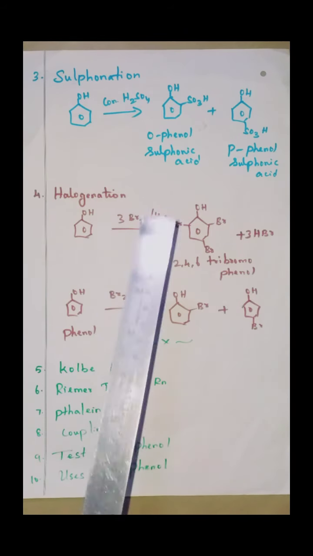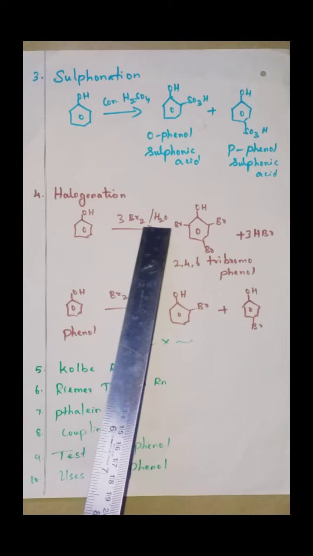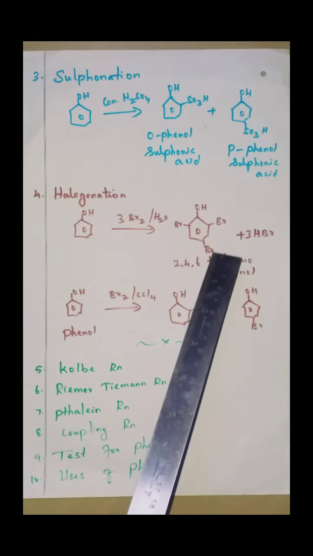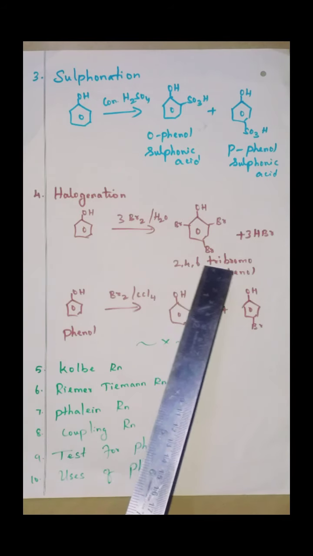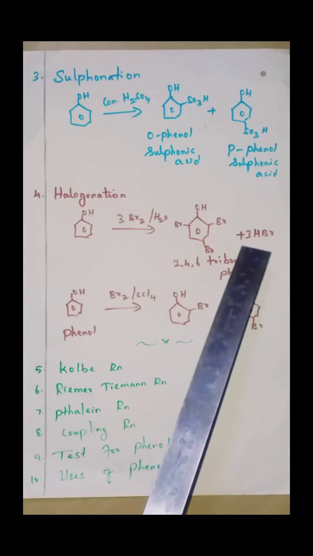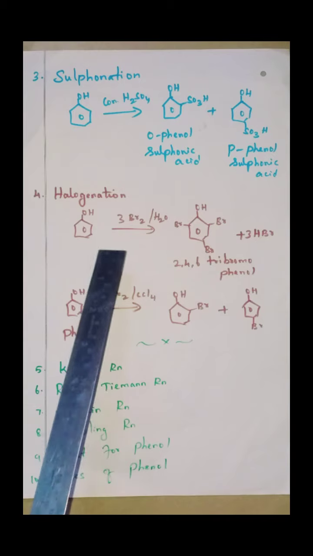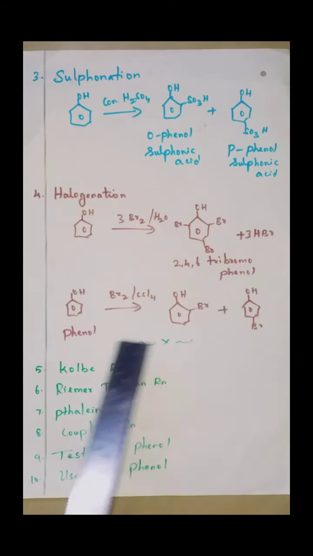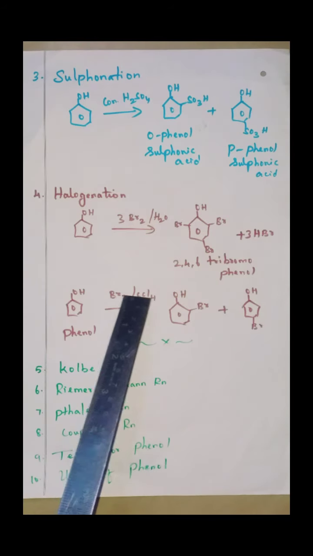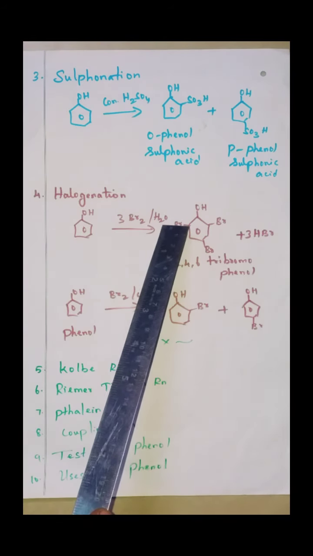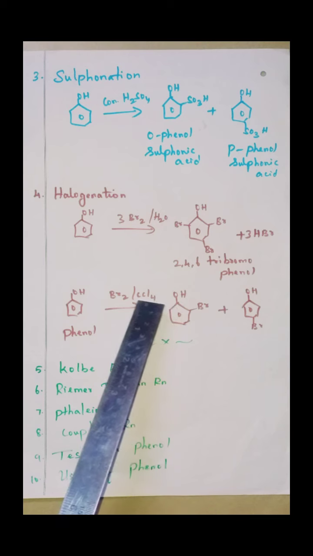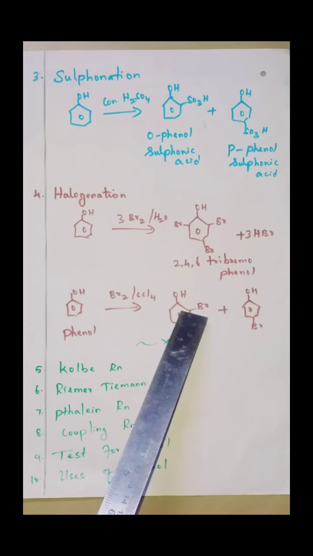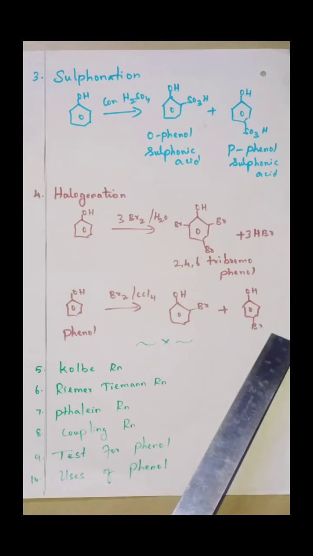and it is also a test for phenol. So phenol reacting with the bromine water, the bromine water color decolorises and changes into a white precipitate of 2,4,6 tribromophenol along with the HBr. Similarly, when phenol is reacting with the bromine in the presence of a non-polar solvent, that is carbon tetrachloride, it forms 2 separate molecules, ortho bromophenol and para bromophenol.